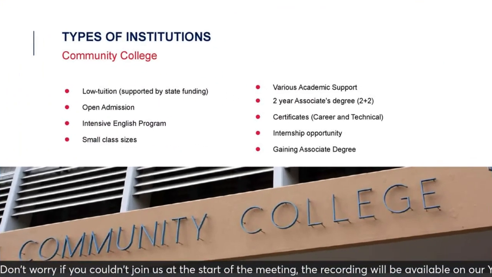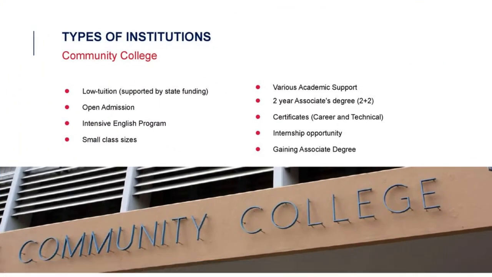Community colleges' peculiarities are low tuition, as it is usually supported by state funding, and open admission. Usually they have year-round admissions and very flexible admission requirements. The next thing is intensive English programs. As community colleges are very socially oriented, they have intensive English programs for international students and also for Americans living in the United States. Some people who get a green card or American citizenship still don't have enough English to study in the university.